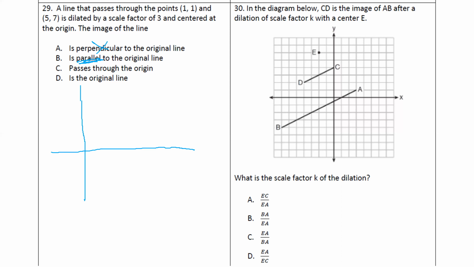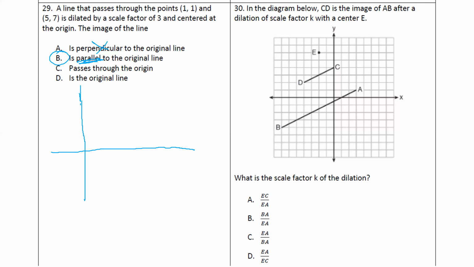But truthfully, if it passes through the origin, then it also has to be the original line. So C and D, in order for those to be correct, both of those would have to happen. And this isn't a select all. So the only one that could possibly be is B. But again, draw it if you need to.